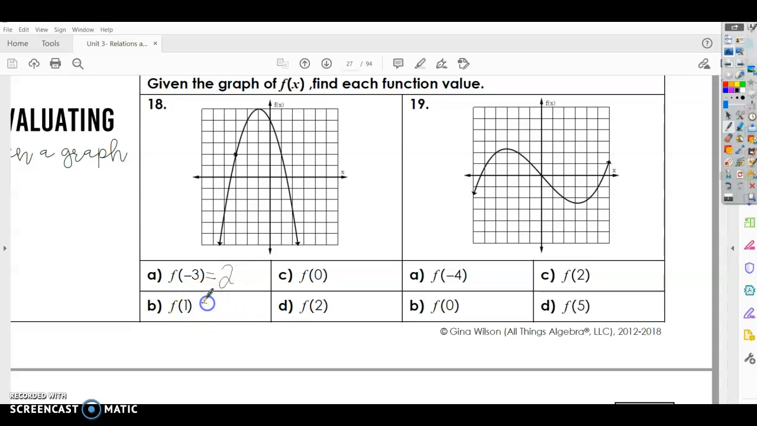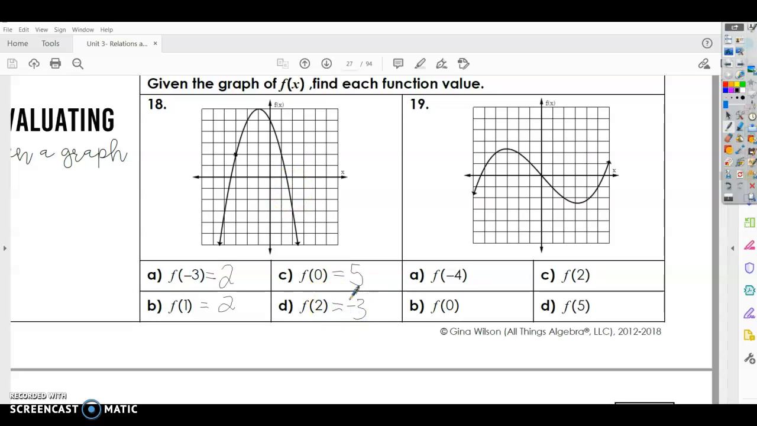Then I need to find f at 1. So if I come over to 1, it goes up to 2 as well. And then f of 0. When x is 0, y is 1, 2, 3, 4, 5. f of 2. So where is it when x is 2? 1, 2, -3.